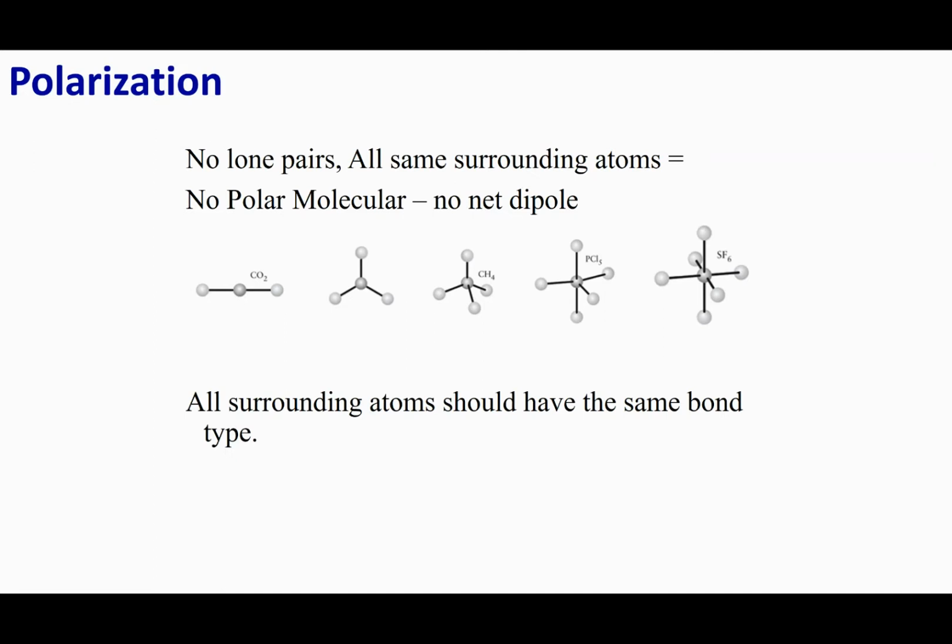Now, one rule that I can give you guys is that if you draw the molecular geometry and it results in the molecular geometry having no lone pairs around that central atom and all the surrounding atoms are the same atom around that central atom, then the molecule will have no net dipole. It will be a nonpolar molecule. Now, the converse of the statement is not true, meaning that just because you have lone pairs or just because you have different atoms around the molecule doesn't make it a polar molecule.